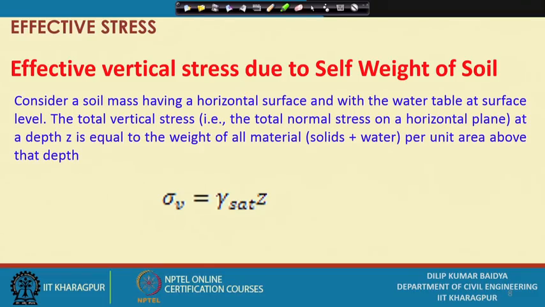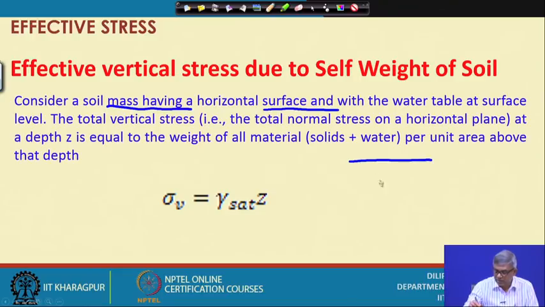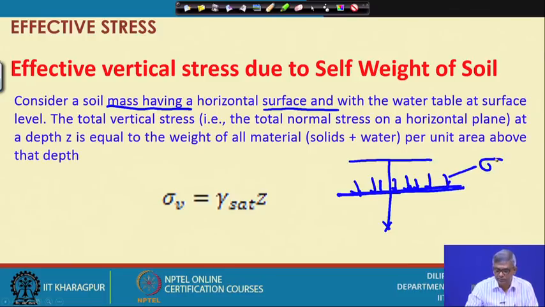So, consider a soil mass having a horizontal surface and with the water table at surface level. The total vertical stress is the total normal stress on a horizontal plane. Suppose the soil mass is extending here, and I will just draw a line here, and I have to assess the total stress acting at this level. Because of the soil above this level, how much pressure is being given at this level, that is defined as sigma, the total stress.